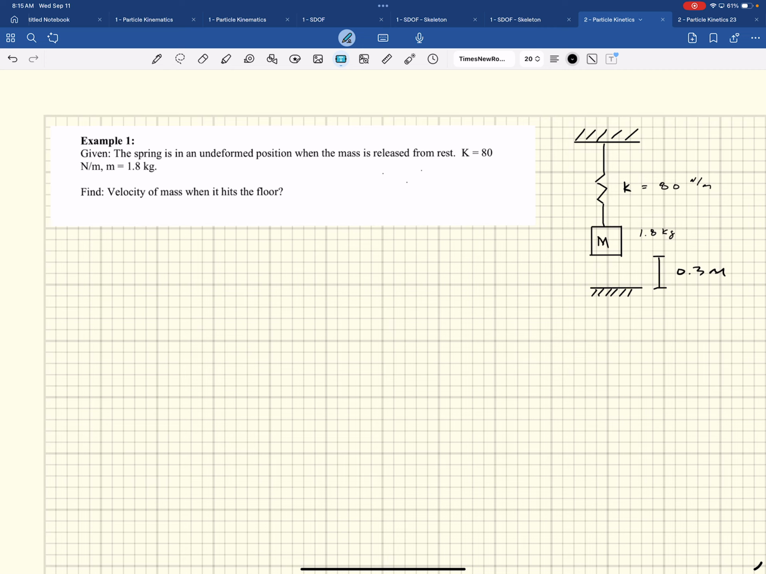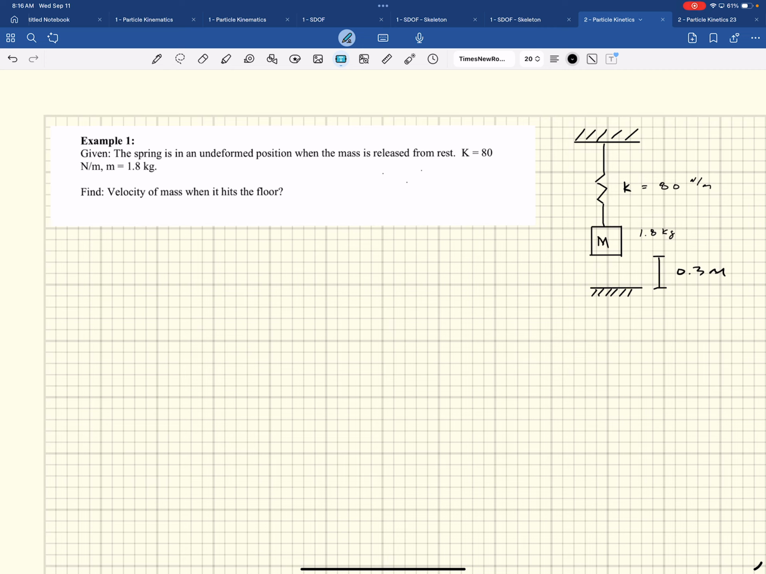This is all that they're going to give you in a problem like this. The spring is in an undeformed position when the mass is released. So it's an undeformed position, holding it. We're going to release that mass, and it's actually going to drop and then come back up. It's going to oscillate back and forth. But at this point, we're going to release it. And they give us the stiffness of the spring, 80 newtons per meter, and the mass is 1.8 kilograms.